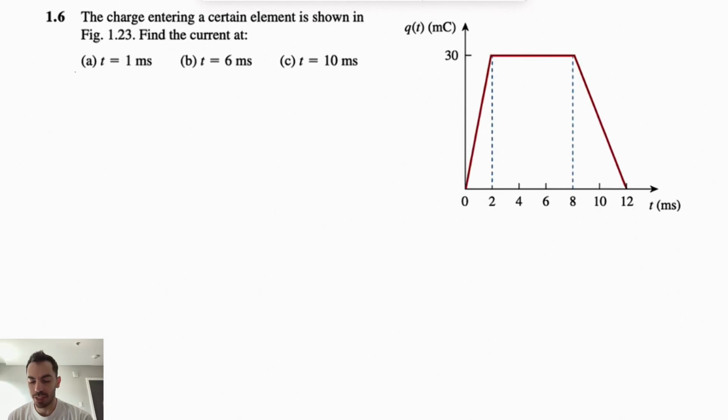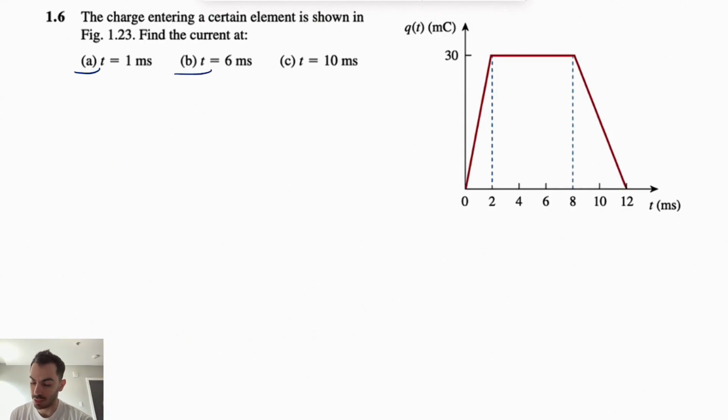Alright guys, welcome back. This is going to be the first question that we're going to be solving from the fundamentals of electric circuits, from chapter 1 of this textbook. We have the charge entering a certain element that is shown in this figure on the right hand side, and we need to find the current at 3 different times. A part is at 1 millisecond, B 6, and the C part is 10 milliseconds.